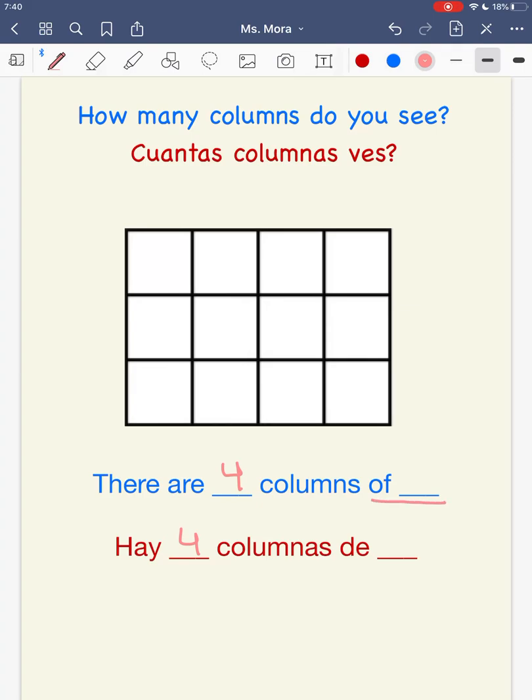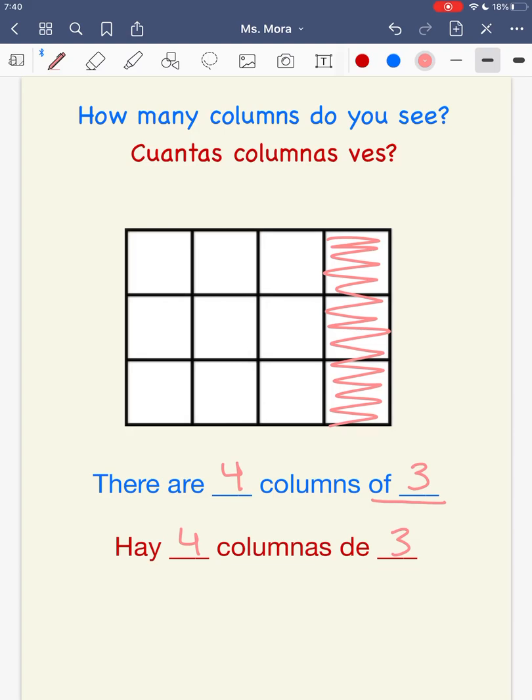This column has 1, 2, 3. The next column has 1, 2, 3 squares. The next column has 1, 2, 3 squares. And the next column has 1, 2, 3 squares. So there are 4 columns of 3. Hay 4 columnas de 3 porque hay 3 adentro de cada columna.